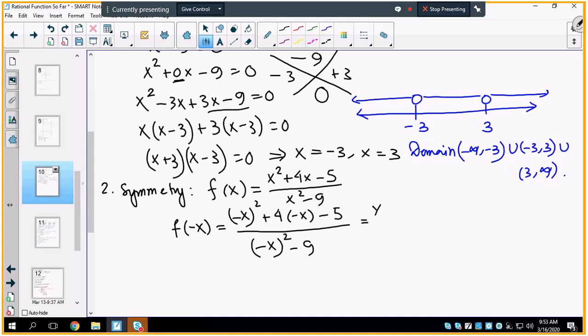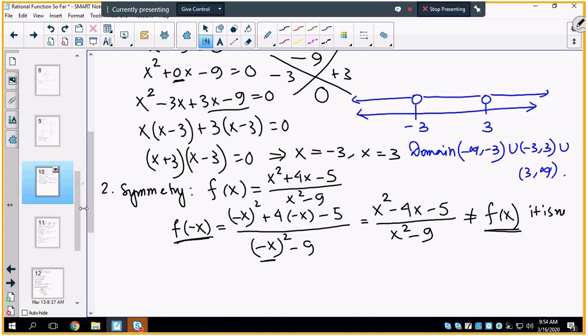So I will get x squared minus 4x minus 5. This minus doesn't change anything because you are squaring it. All over x squared minus 9. Again, the same thing. It didn't change anything. But see, this one is not equal to f(x). As soon as you say f of negative x is not equal to f of x, I say it is not even, or symmetric about the y-axis.